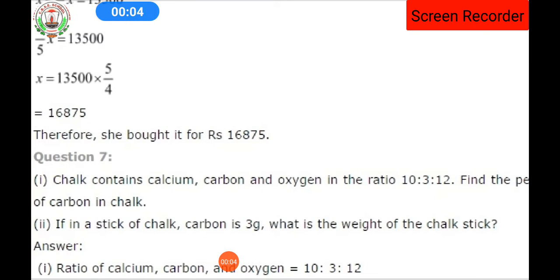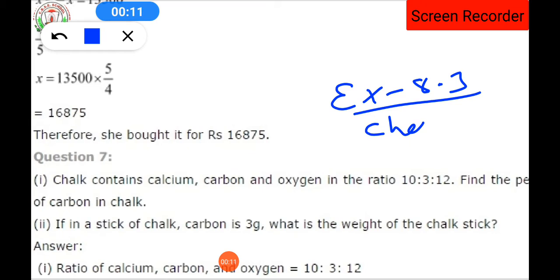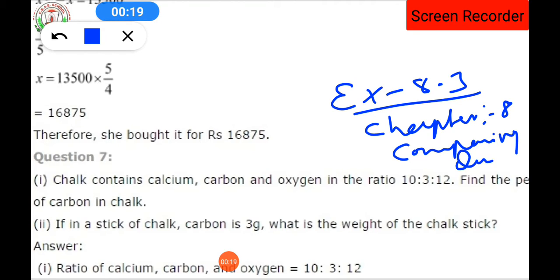Here we are going to see exercise 8.3 from chapter number 8, Comparing Quantities, from the class 7th NCERT book.